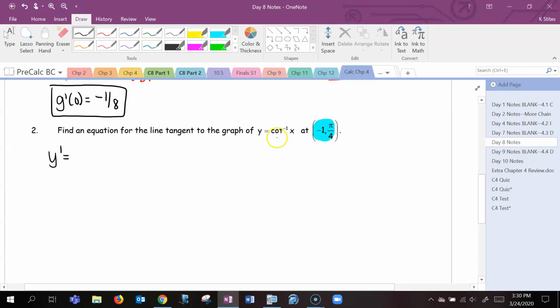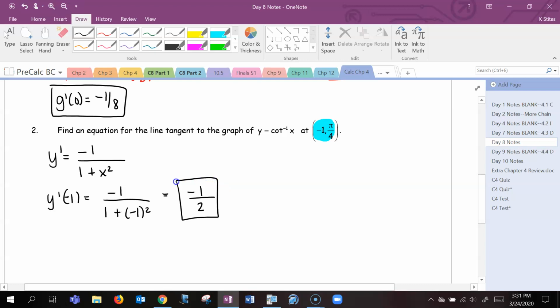Remember, inverse cotangent is just like inverse tangent, but with a negative. So negative 1 over 1 plus x squared, and it's just x squared. There's nothing extra here. If you want to put a times 1 because of the derivative of x, you can, but you certainly don't need to. And then we're going to take y prime of 1, or excuse me, negative 1. So I'm just going to plug a negative 1 in. That gives me negative 1 over 2, which is a negative 1/2. That's my slope.